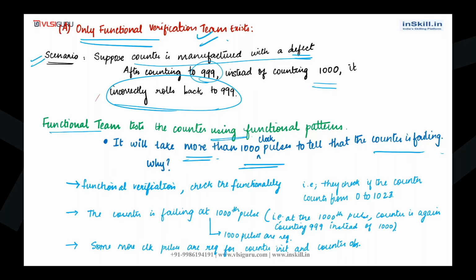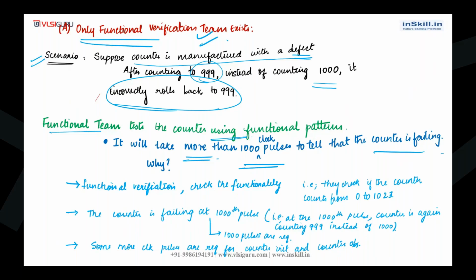So in our example, what is happening? The counter is failing at the 1000th pulse. At the 1000th pulse, the counter is again counting 999 instead of 1000. So 1000 pulses are required for this, and some more clock pulses are required for counter initialization and counter observation.